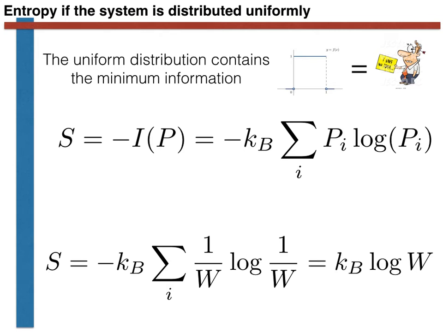If the system is equally likely to be in any one of the accessible microstates, the probability distribution is uniform. The information function has its minimum value when the probability distribution input is equal to the uniform distribution. And the entropy, which is just minus the information, is thus maximized.